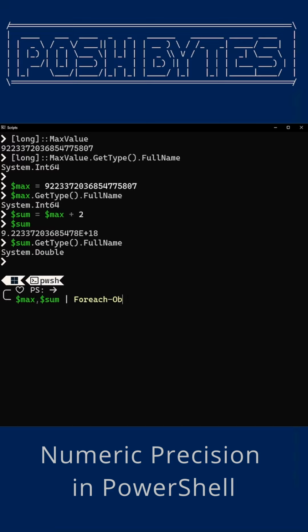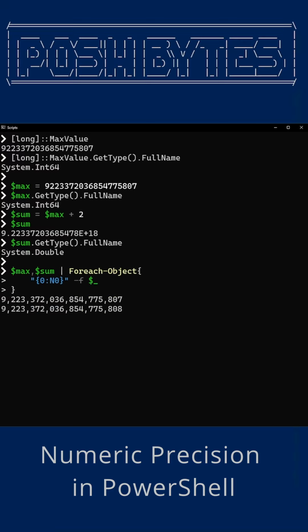Converting max and sum to readable numbers, we can see that the sum is only one higher, which is less than the 2 that we added. That second increment didn't disappear, it was sacrificed to the floating point approximation gods.